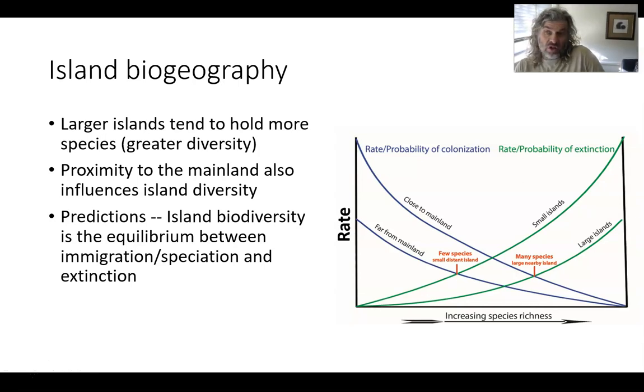The predictions are that larger islands tend to hold more species. They have greater diversity. And proximity to the mainland also influences diversity, because it influences the rate at which species can arrive. So one of the ways to maintain biodiversity is just to have a lot of immigration to a particular place. And if an island is close to the land, you're going to have more immigration. This overcomes random extinction of species on a particular island.